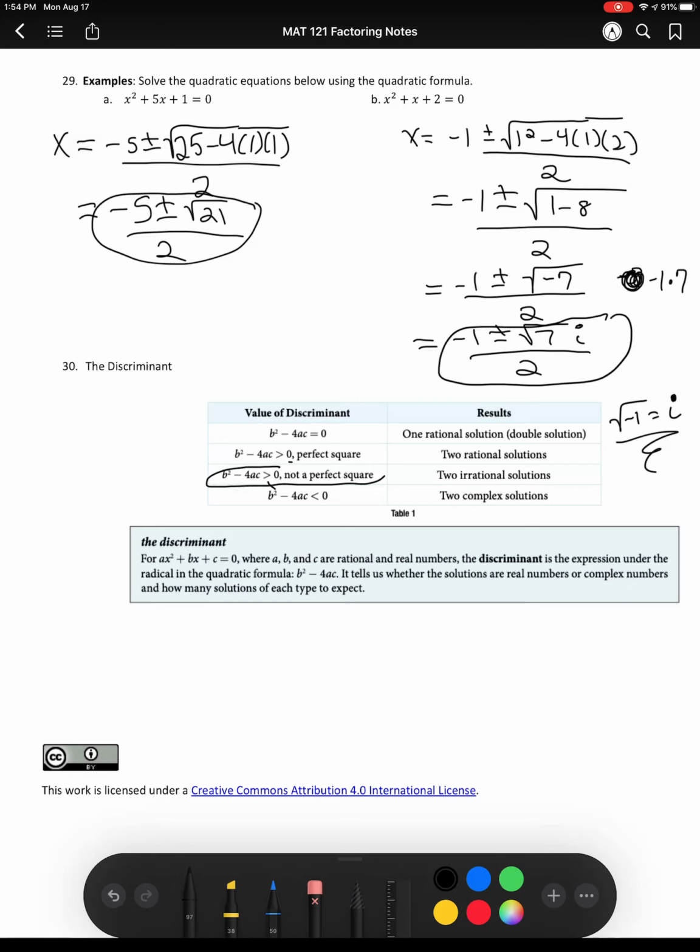And that's what happened with this one. Sorry, no, that's not what happened. It's the next one. Ours was less than 0, or negative, so we get two complex solutions. That's what happens here, and there's two because there's a plus and a minus. So that's the discriminant, and I just wanted to mention it.